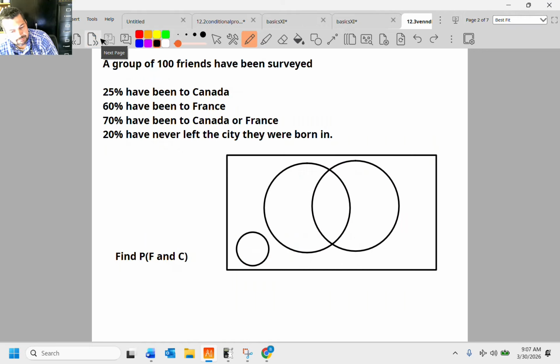Now, your examples are a little bit on the rough side, because you'll have to know some other formulas here. A group of 100 friends have been surveyed. Out of 100, 25 kids have been to Canada, 60 have been to France, 70 have been to Canada or France, and 20 have never left the city they were born in.